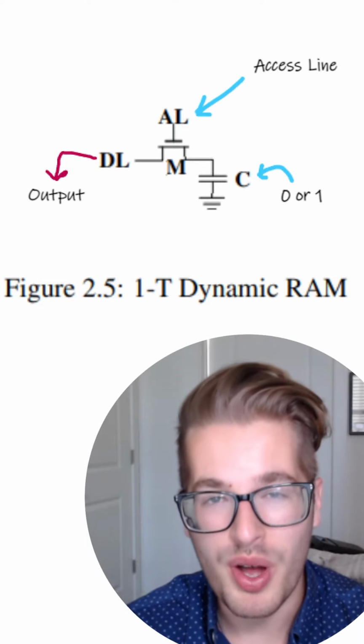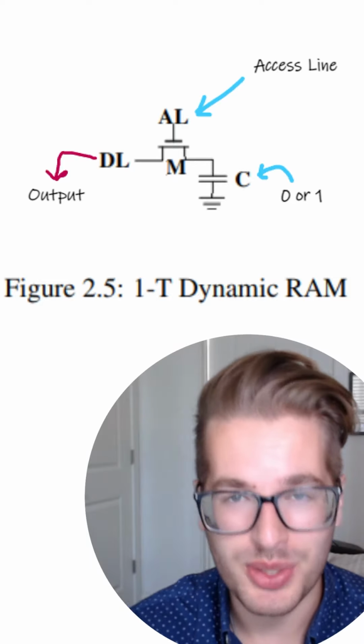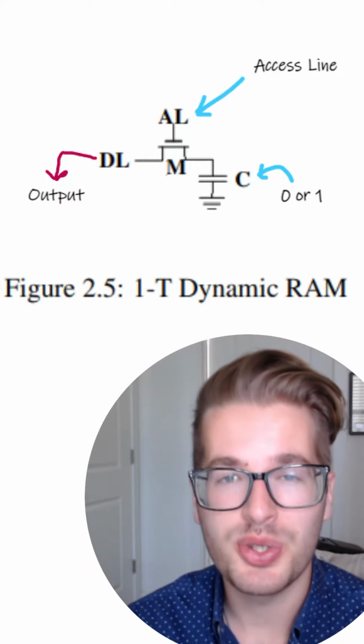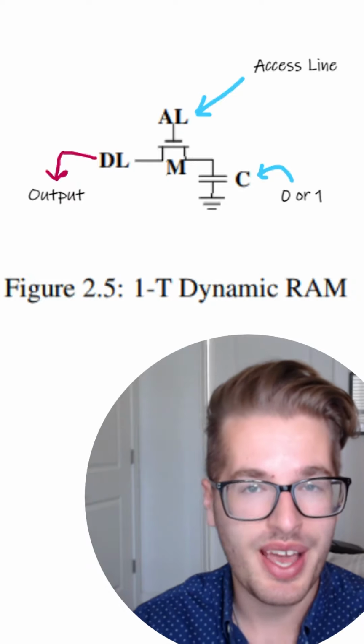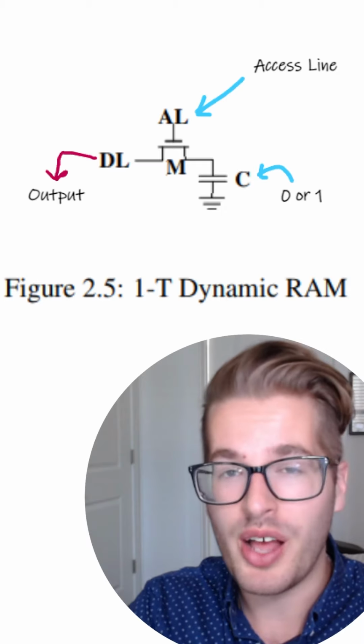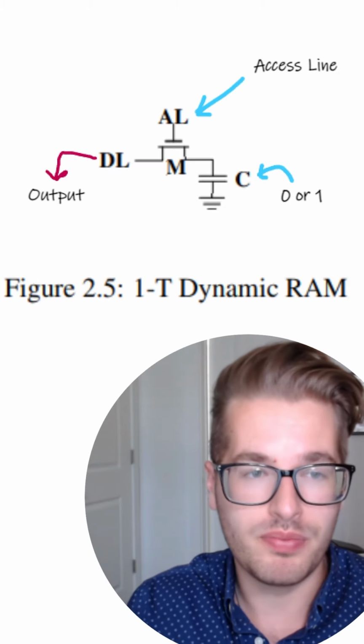It consists of one transistor and one capacitor. The capacitor holds the state, either 0 or 1, while the transistor guards the circuit until it's actually being accessed. Once the circuit's been accessed, it transmits that capacitor value onto the data line, aka DL.